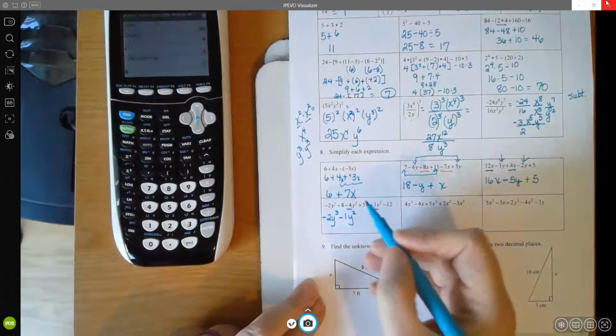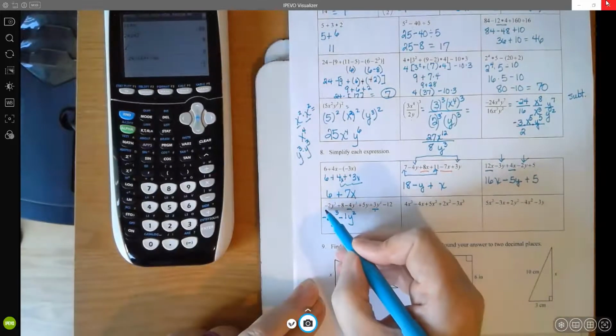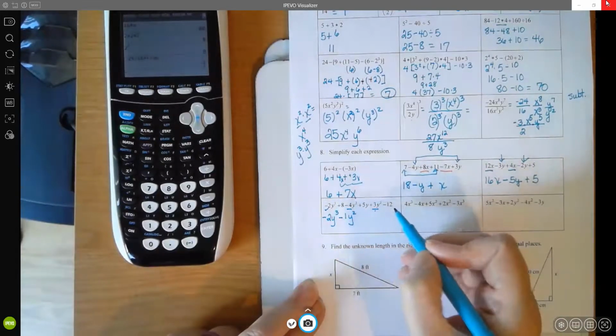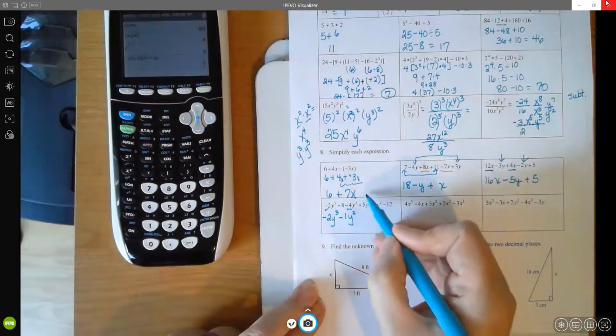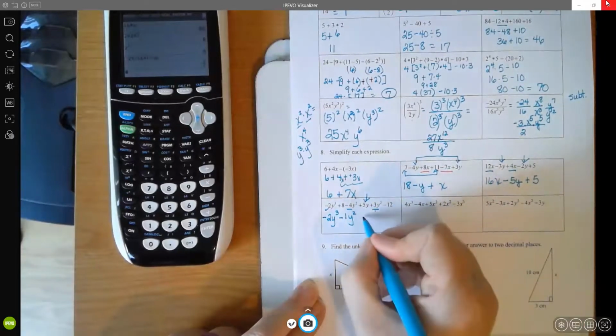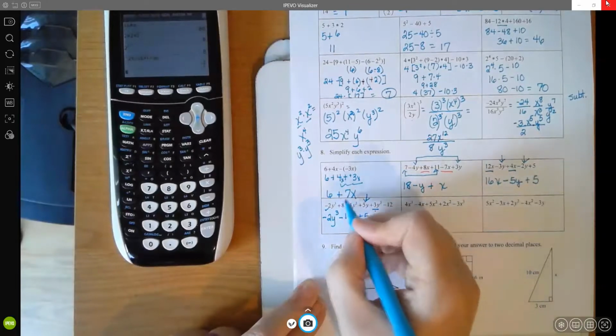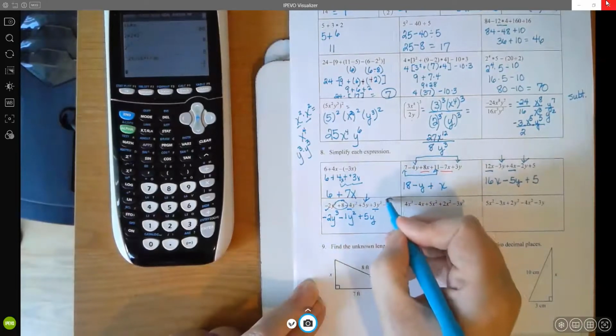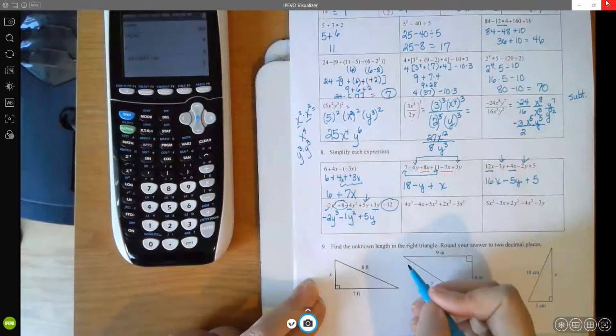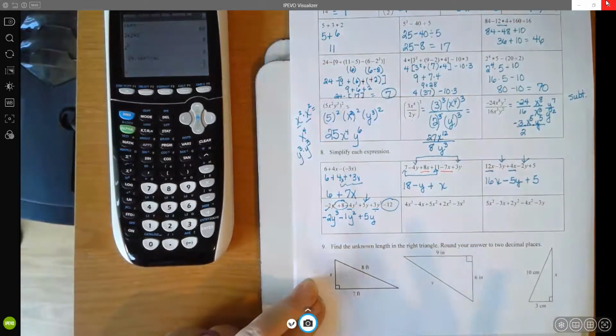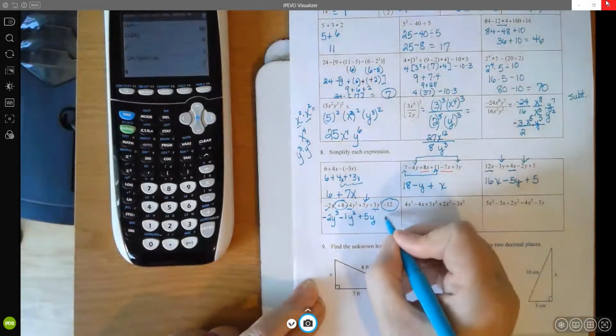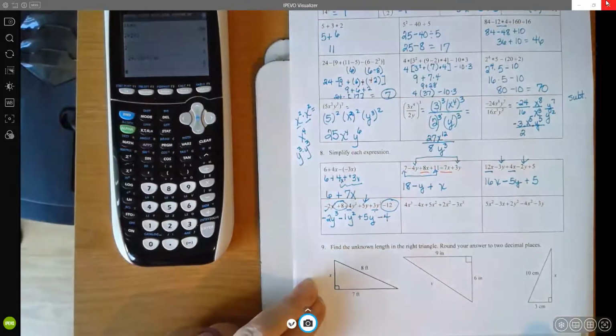Next, I'm going to look for my y's. And you can kind of check off what you did. So my y's would be here. And there's not another y, so that'd be plus 5y. And then my plus 8 and my minus 12 would mean their signs are different. So I'm going to subtract and keep the sign of the larger number. So that would be a negative 4.